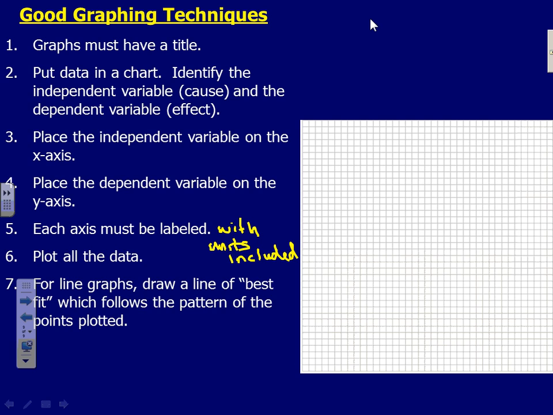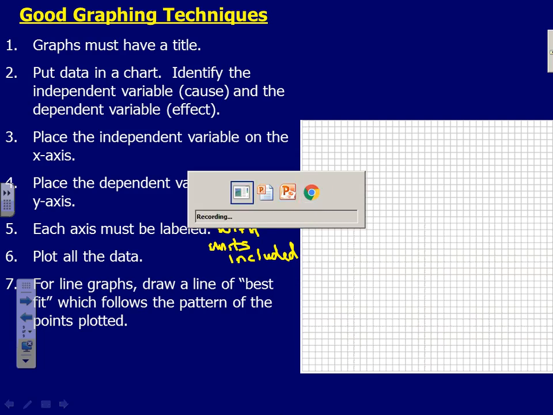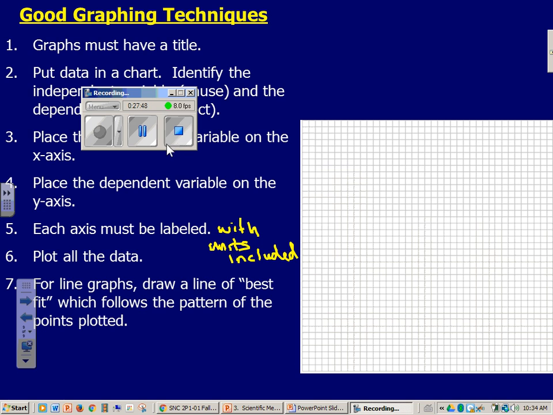Now, as you're writing here, I am going to stop the video recorder because I'm done the recording of what I want to do. So I'm going to just click save.